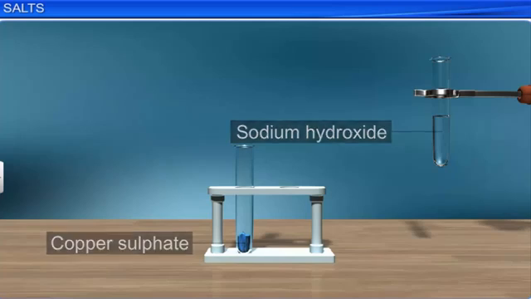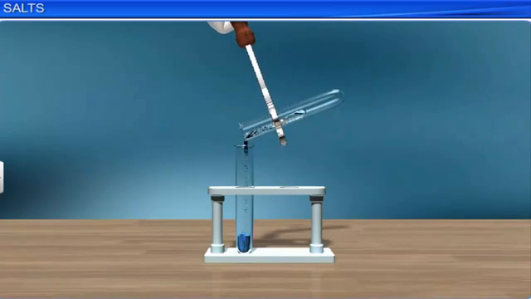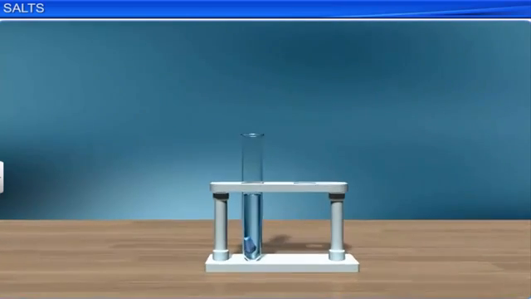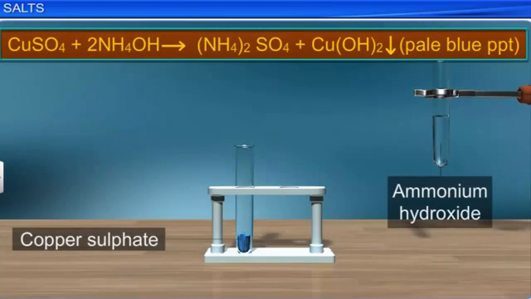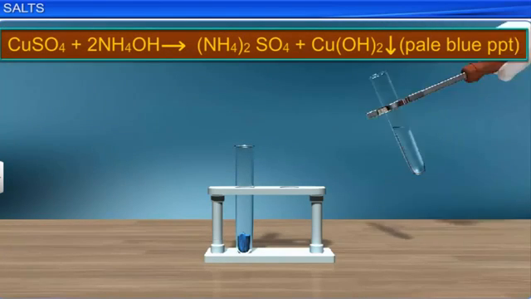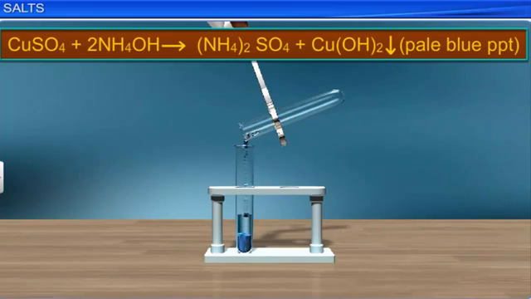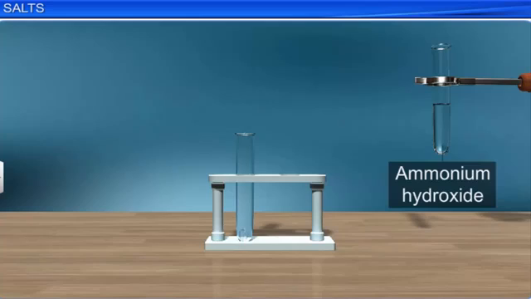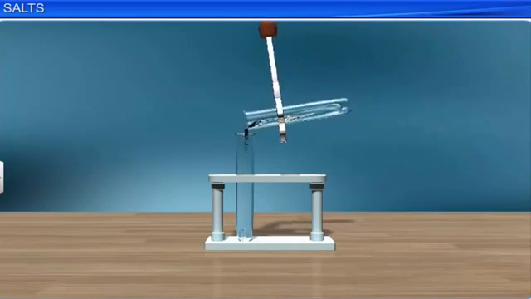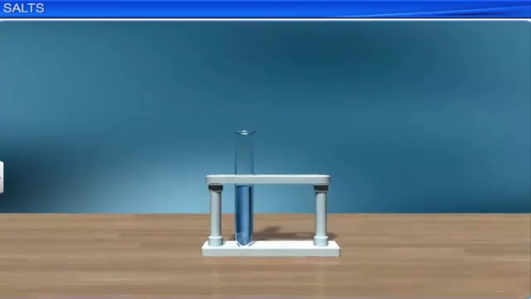Cupric, in copper sulfate, leaves a pale blue precipitate of copper hydroxide when it reacts with sodium hydroxide. Copper sulfate forms a pale blue precipitate also with ammonium hydroxide. This precipitate is soluble in an excess of ammonium hydroxide to give a deep blue solution.